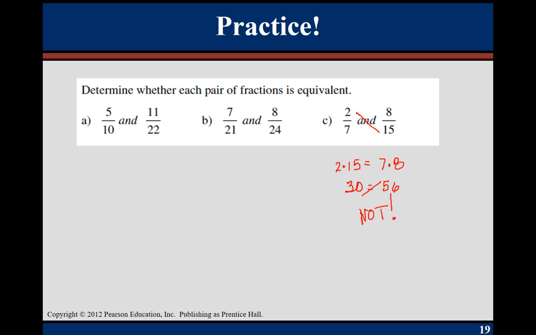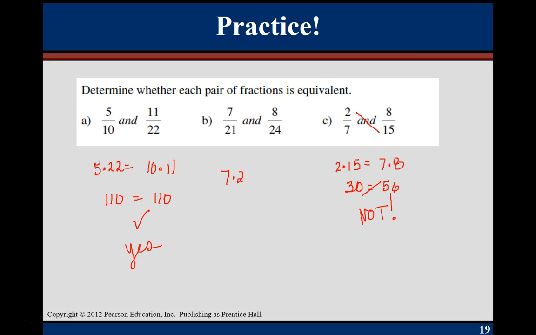Let's look at letter A. Letter A would be 5 times 22. Is that the same as 10 times 11? 22 times 5 is 110. Well, 10 times 11 is 110. So yes, these two are equivalent.